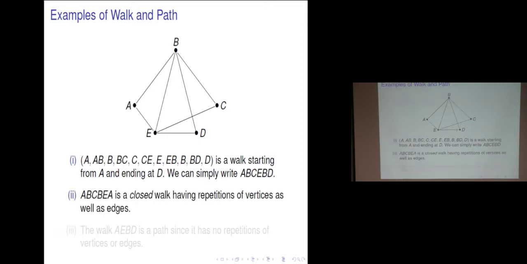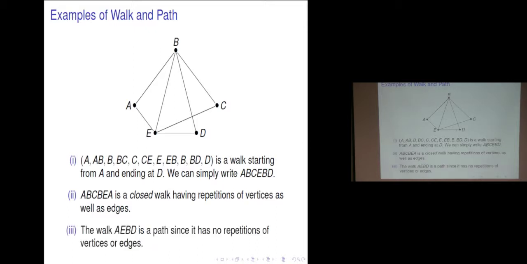Now you can have a closed walk here. Let's see whether we understand this. A to B to C, go back to B, and then to E, and back to A. This is a closed walk. Again, it is a sequence of edges and vertices, but it returned to the starting point. In this example, you travel the edge BC twice. Here you go B to C, and then you go from C to B. So it has repetition of both vertices and edges. Again, this is very obvious.